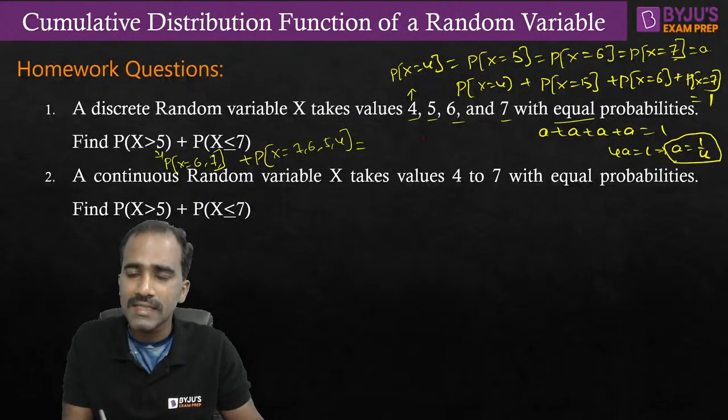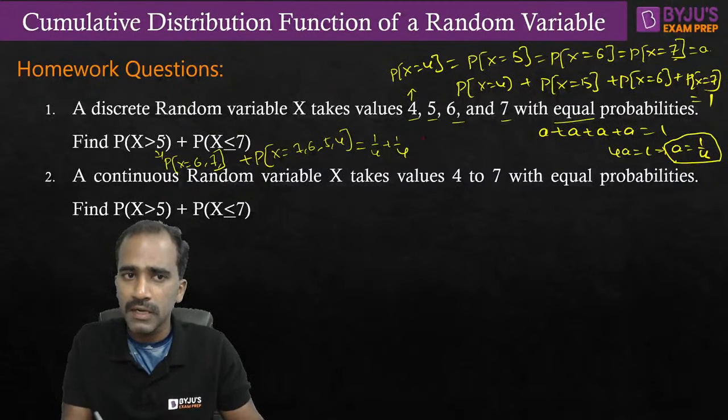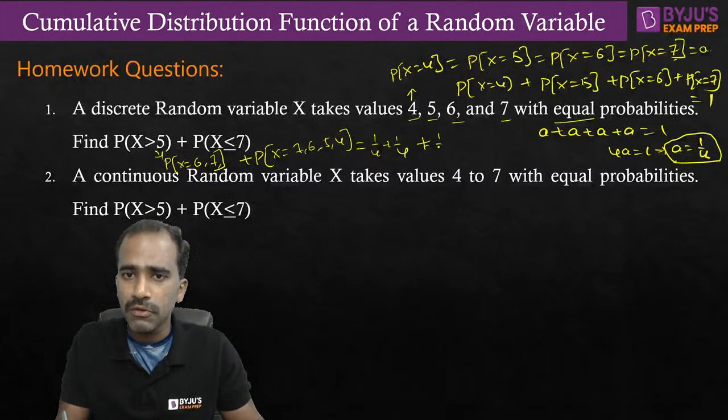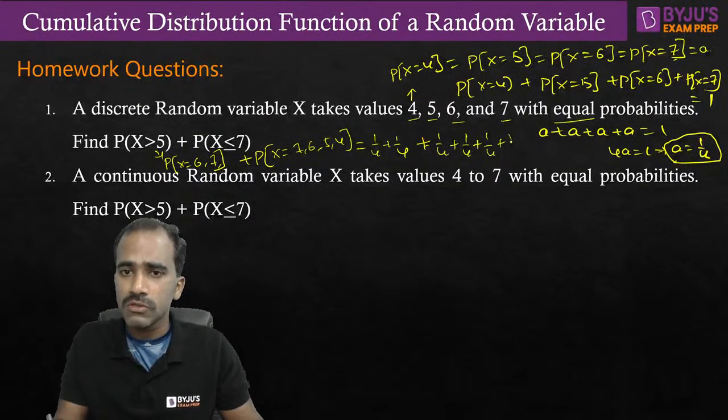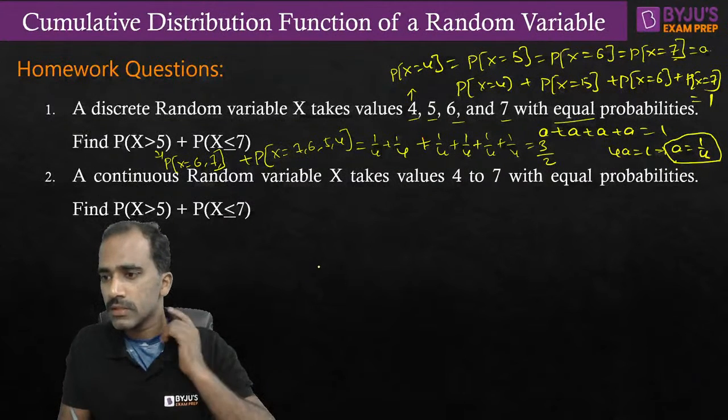What is the probability of 6 and 7? Probability of 6 is 1 by 4. Probability of 7 is also 1 by 4. So 1 by 4 plus 1 by 4 is the probability of this part. And the probability of the next part is the probability that x takes a value 7, 6, 5 and 4. The probability that x takes a value 7 is 1 by 4. Probability that x takes 6 is also 1 by 4. Probability that x takes 5 is also 1 by 4. Probability that x takes 4 is also 1 by 4. Totally, how many 1 by 4s? It is 6 1 by 4s. So finally the answer will be 6 times 1 by 4, which is 3 by 2. So that is the answer.